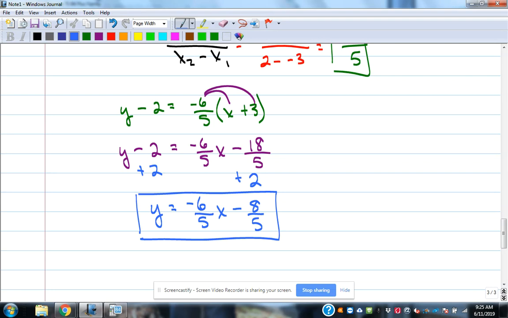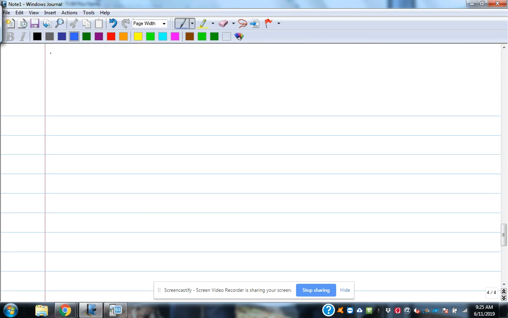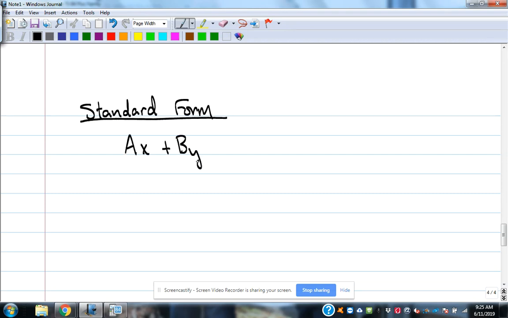All right. The next form that we deal with sometimes is called standard form. Standard form looks like this: Ax plus By equals C. A, B, and C are just numbers, not fractions. That's the rule for this, is to get A, B, and C to not be fractions.